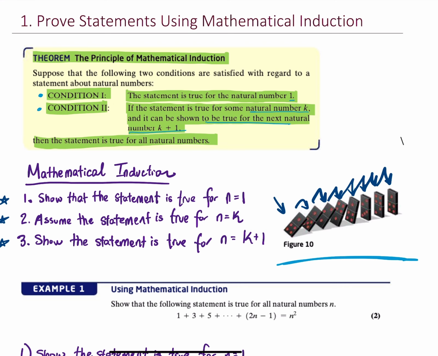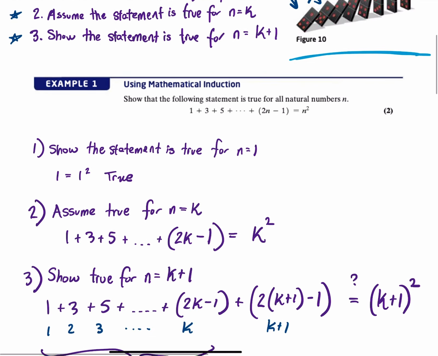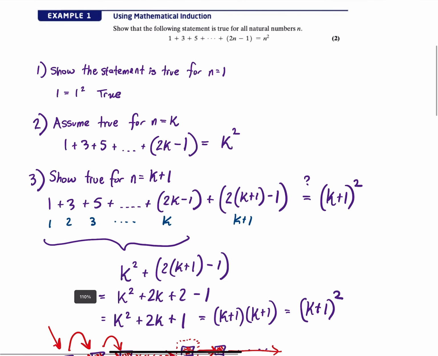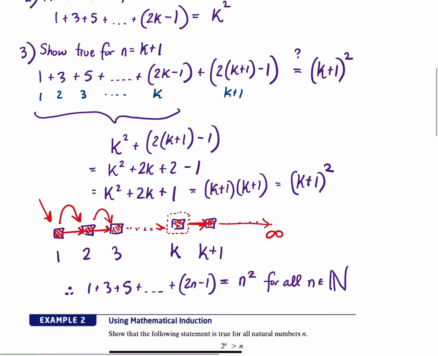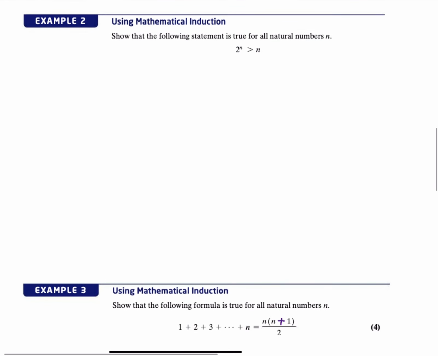So it's a way that we can prove something is true for every natural number. So let's go through a few more examples. We'll see some slightly different kinds of questions, but the general process will be the same. We'll follow these 3 steps.